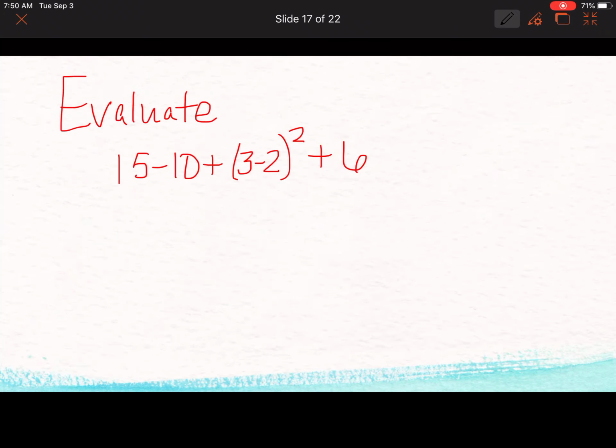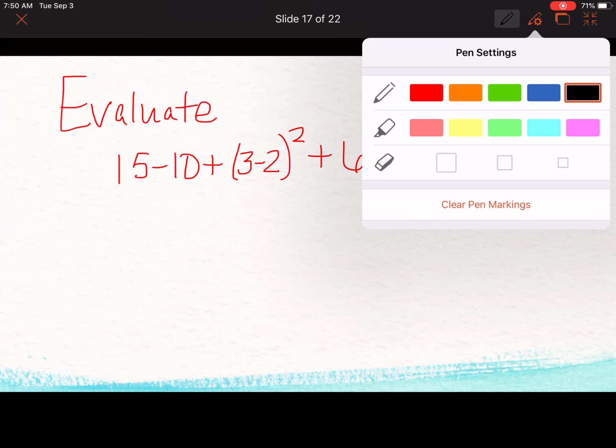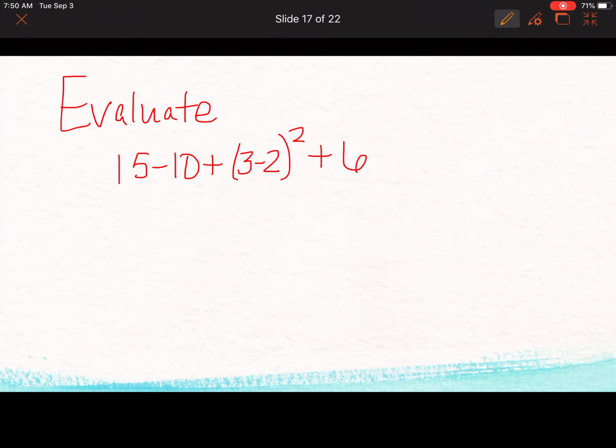So we're going to evaluate something. This is an expression, and we're going to use order of operations. So we're just going to go through our steps. The first step of order of operations is grouping symbols or parentheses. So I'm going to do what's inside these grouping symbols, and I'm just going to change colors as I do the steps. So 3 minus 2 is 1. Now I have to bring everything else down just as it was.